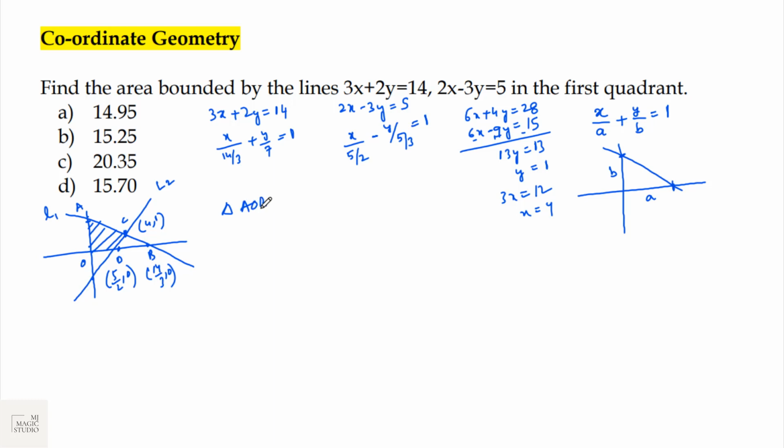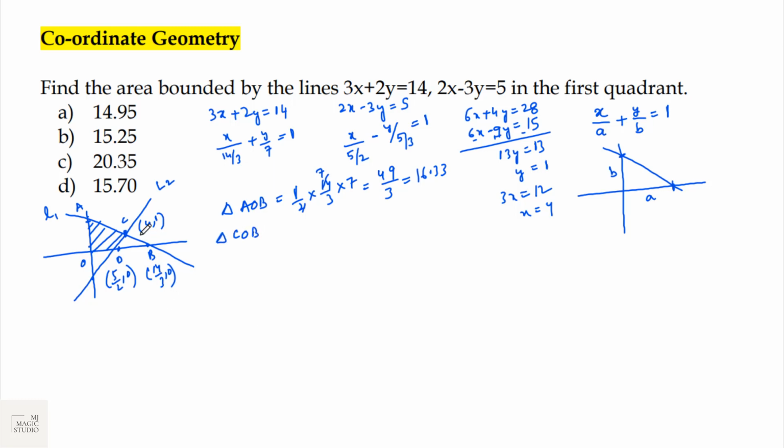So first, area of triangle AOB, that is half into base. Base length is 14/3 into height. Height length is 7. Area of triangle AOB is nothing but half into a into b. So this is 49/3, that is 16.33 square units.